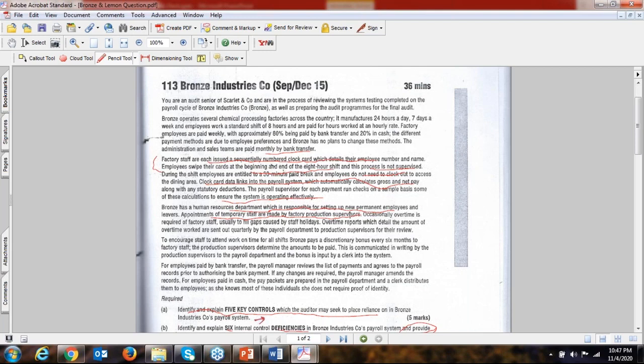So what should be the recommendation for this deficiency? The recommendation should be that all appointment of staff, whether temporary or permanent, should be hired by the human resource department. So this is all about the recommendations.